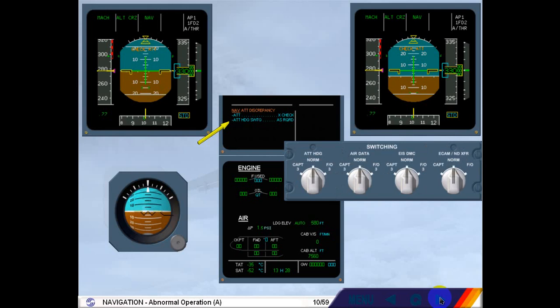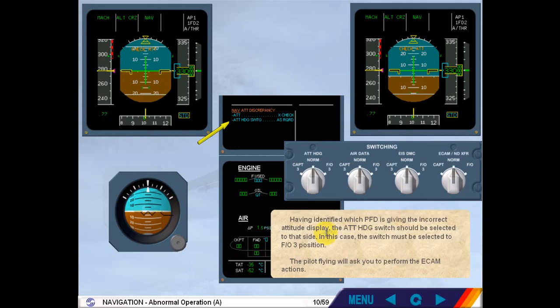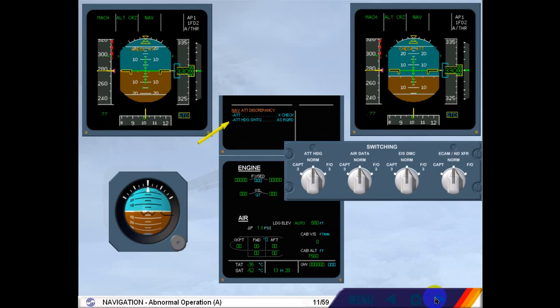Having identified which PFD is giving the incorrect attitude display, the ATT HDG switch should be selected to that side. In this case, the switch must be selected to the First Officer 3 position. The pilot flying will ask you to perform the ECAM actions. You, as pilot non-flying, read and perform ECAM actions. Perform ECAM action.